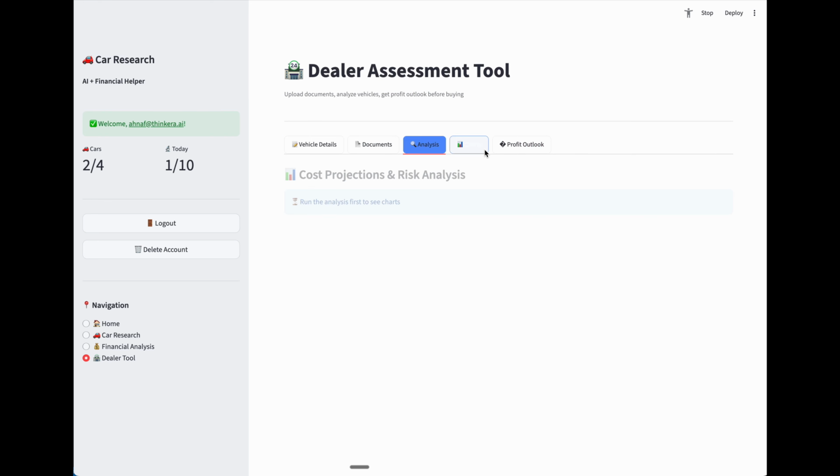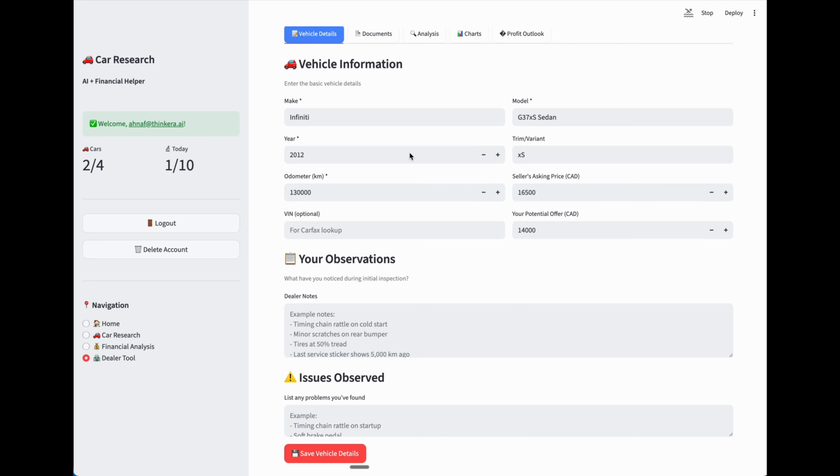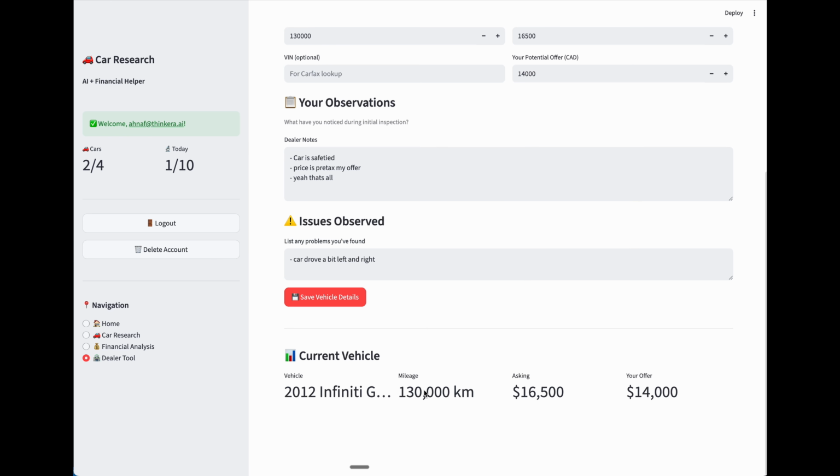And then there's the analysis tab, charts. None of these are gonna work. We're gonna have to run the analysis for the car first. So some notes: car is safetied, price is pre-tax, my offer, and the car drove a bit left and right. I'm just using natural language to save the details. Okay, so there you go.